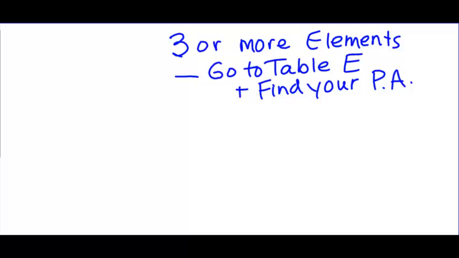Table E and find your polyatomics. That's what you need to do. So everybody right now flip to table E. There are basically 3 scenarios you can have when you have more than 3 elements and it's not organic. You can have a metal that's positive and a polyatomic that is negative.